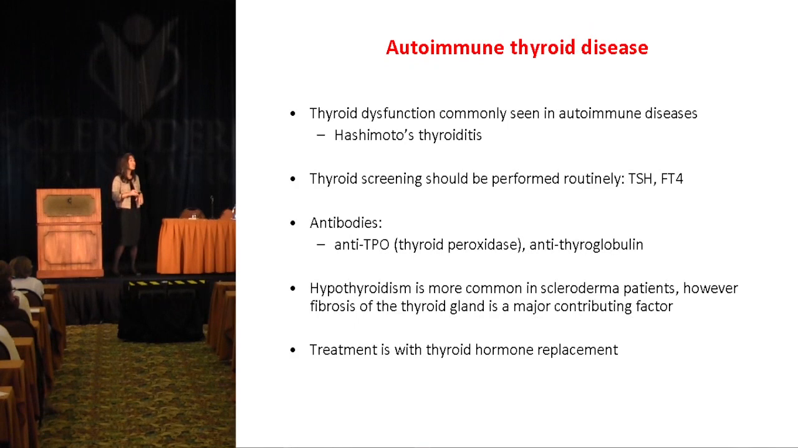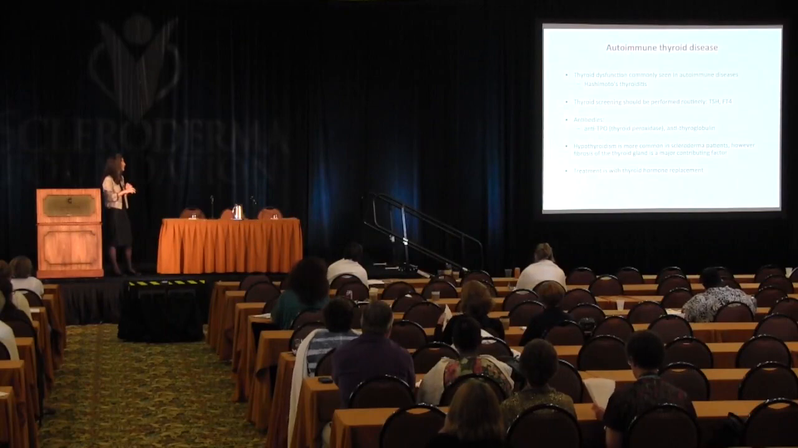I'm routinely screening all my patients with regular thyroid function tests, and by that I mean I look for TSH as well as a free T4. At the initial visit, I will also screen patients for the autoantibodies associated with autoimmune thyroid disease, anti-thyroid peroxidase antibody or anti-thyroglobulin antibodies. Just FYI, it's common to see hypothyroidism in scleroderma, and this may not necessarily be due to inflammation like Hashimoto's thyroiditis, but can even be from the fibrotic process of scleroderma itself, so keep that in mind. And treatment is with thyroid hormone replacement.